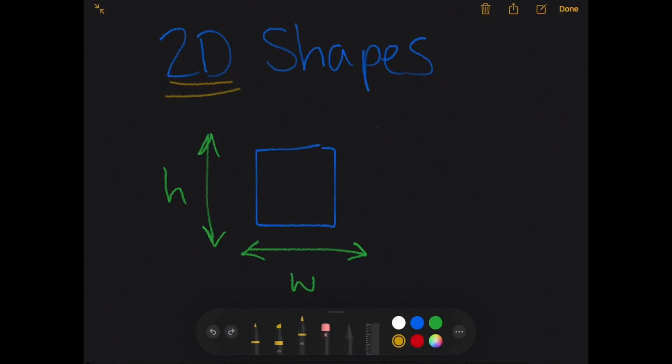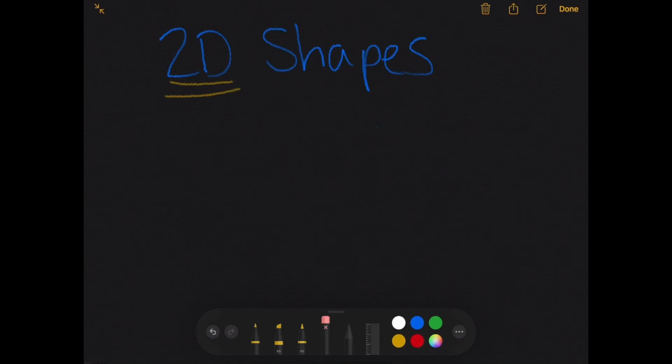So the thing with 2D shapes is that if you were magically able to reach into the screen and pick these shapes up, they'd be flat. There wouldn't be any depth to them at all. At some point we will talk about the different names for the different types of shapes. But there's a couple of other bits of language that you need to understand first.